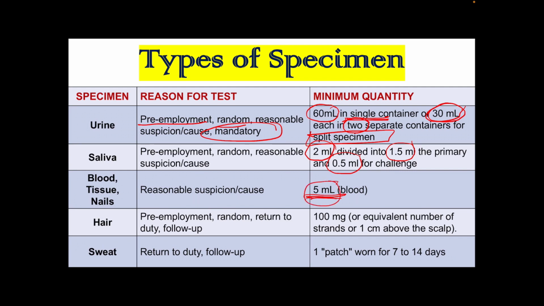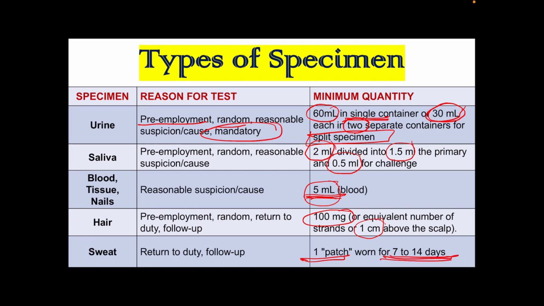For hair, so pre-employment, random check-up, return to duty, or follow-up, 100 milligrams or equivalent number of strands or 1 centimeter above the scalp. For sweat, return to duty or follow-up, 1 patch, worn by the donor for 7 to 14 days.